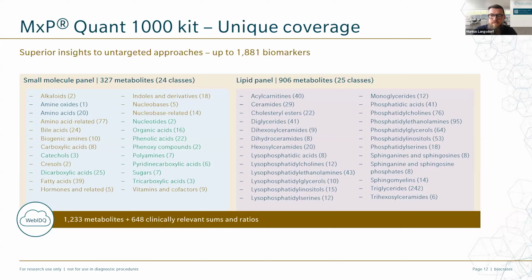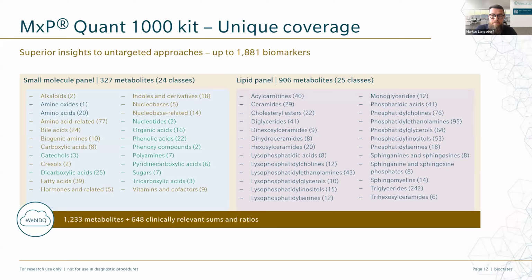We have increased a lot on the classes that feed into the TCA cycle or are intermediates, such as fatty acids or carboxylic acids or the new class of dicarboxylic acids. So with this kit, we now provide nearly complete TCA cycle coverage. And this is really exciting as this offers new insights into mitochondrial function, energy metabolism, and neurodegeneration such as Alzheimer's disease, for example, as you learned from Alice.